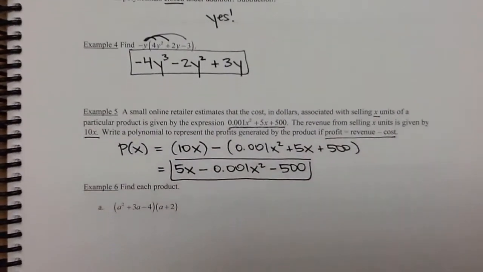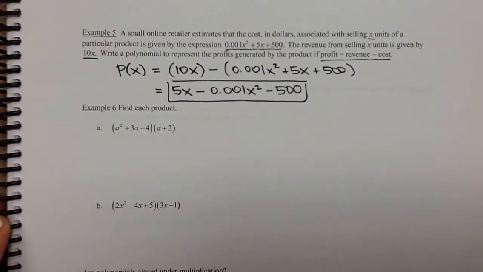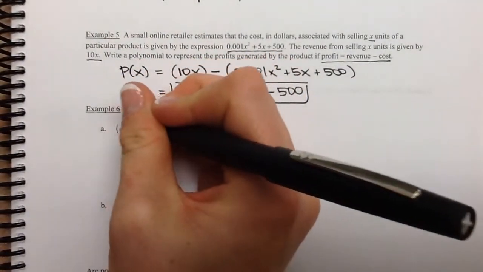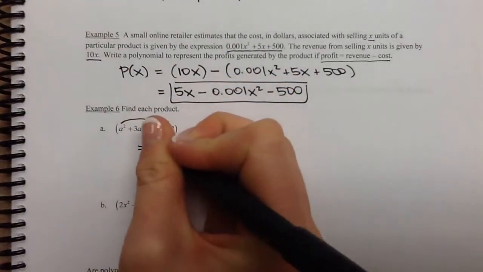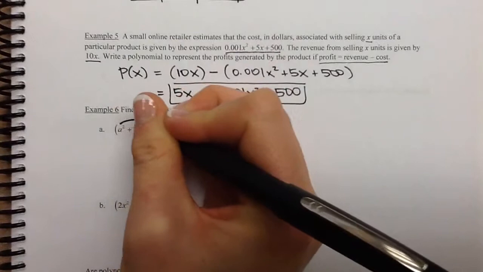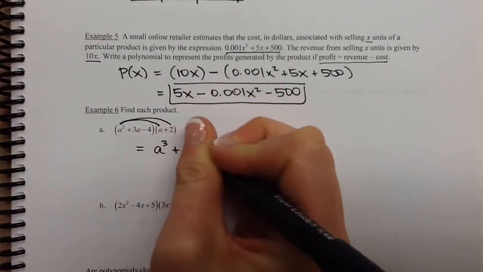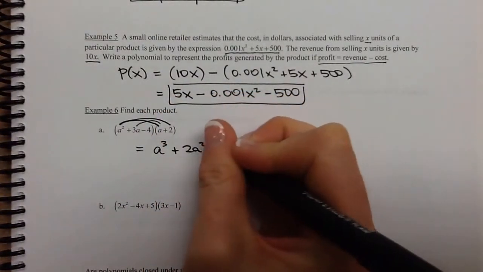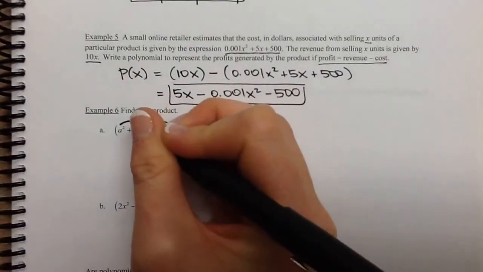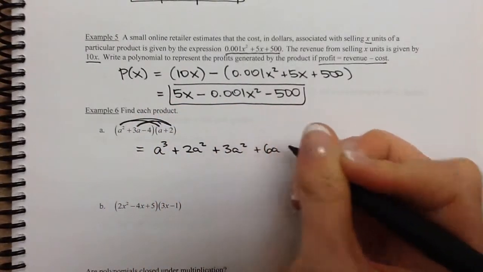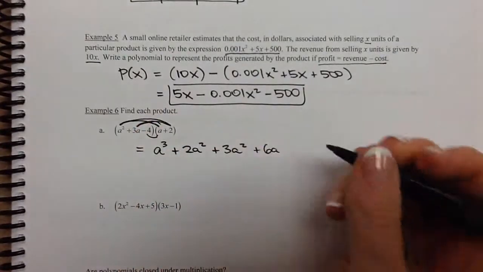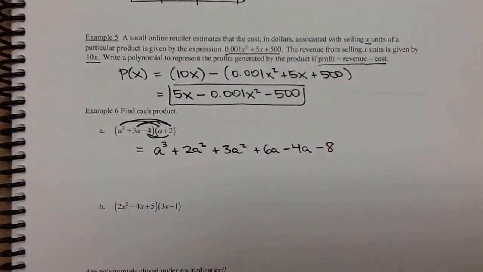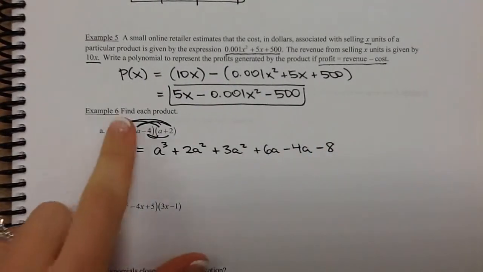Okay, last thing we're doing is we're going to take products. So products are like foiling. You basically take each term over here and multiply it by each term over here. So start with a squared times a. So a squared times a is a cubed. Then a squared times 2, which is 2a squared. Then move to the next term, the 3a. 3a times a is 3a squared. 3a times 2 is 6a. And then finally, the negative 4. Negative 4 times a is negative 4a, and negative 4 times 2 is negative 8. Okay, so it's like foiling, but a little bit more extreme because we've got 3 terms over here.